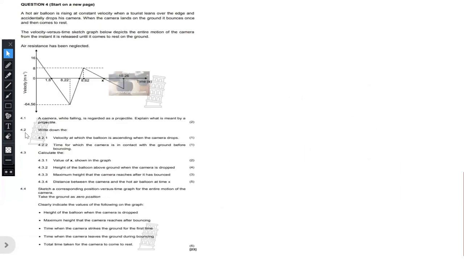Okay, now we are given 4.2. It says write down the velocity at which the balloon is ascending from when the camera drops, right? We want the velocity in which the balloon is ascending when the camera drops. But then we do know from the previous question that we were dealing with a hot air balloon case. We know that the velocity of the hot air balloon will just be equal to the initial velocity of the projectile, which in this case is the camera.